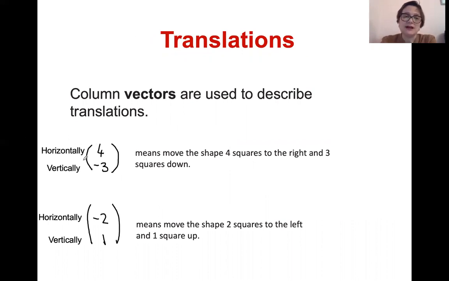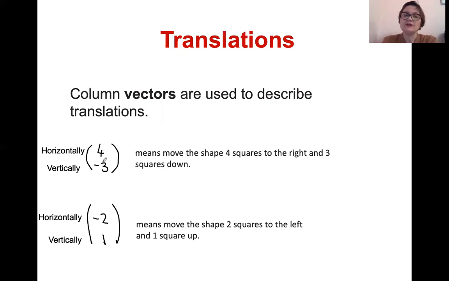For example, here, the column vector 4, minus 3. The digit above shows how many units, or centimeters, or squares the shape is going to move horizontally. If the number above is positive, the shape is going to slide to the right. If the number above is negative, the shape is going to slide or move to the left. How many units? As many units as the number shows.